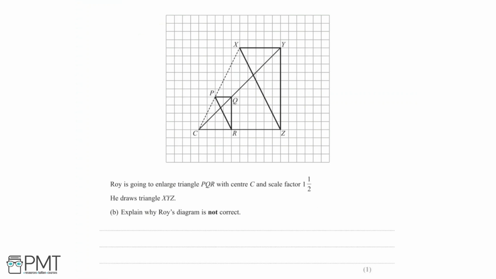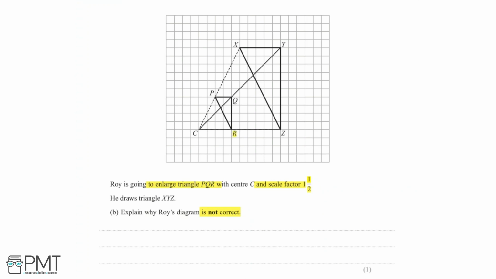Now in part B, we're told that Roy is going to enlarge triangle PQR with centre C and scale factor 1.5. He draws triangle XYZ. And in part B, we need to explain why Roy's diagram is not correct. Well, to enlarge triangle PQR with centre C and scale factor 1.5, we can find the distance to get from C to any point on triangle PQR, and use this and the scale factor in order to work out the distance from C to the corresponding points on the enlarged shape.